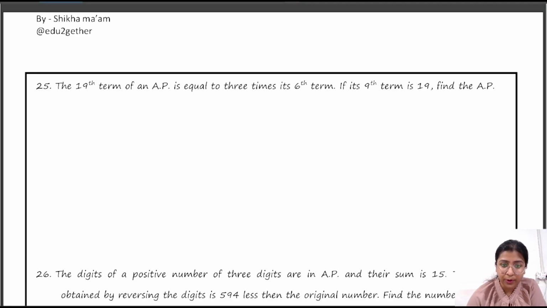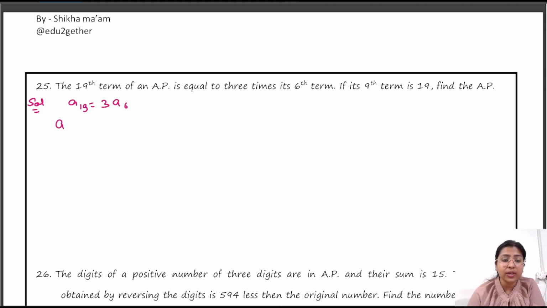nth term formula. The general nth term formula is a plus (n minus 1) into d. So we are doing more practice. See question number first. According to this question, the 19th term of an AP is equal to 3 times the 6th term. So we can write A19 is equal to 3 times the 6th term, that means A6.